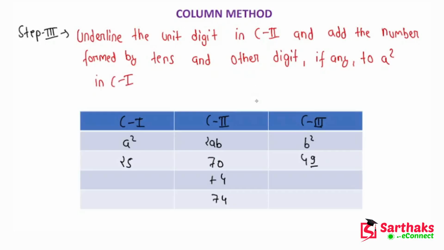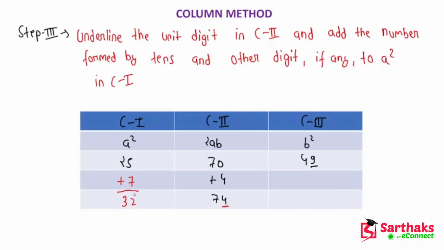So let me first rephrase. We just read step number 3, which says underline the unit digit. So the unit digit in column 2 comes out to be 4. And add the number formed by tens and any other digits. So is there any other digit than tens? No. So add this number. We have only the tens digit to add to A square, right? So what we did was, first of all we underlined the unit digit here, then added the remaining digits to column 2, then we underlined the unit digit here, then added the remaining digits to column number 1, and finally we will get 32, right?